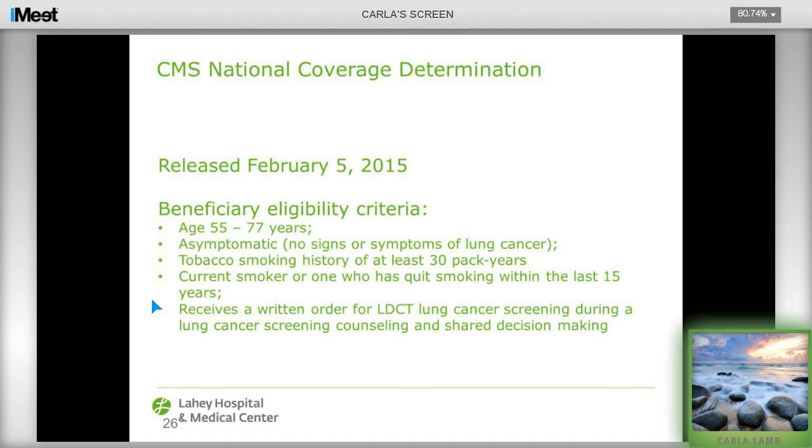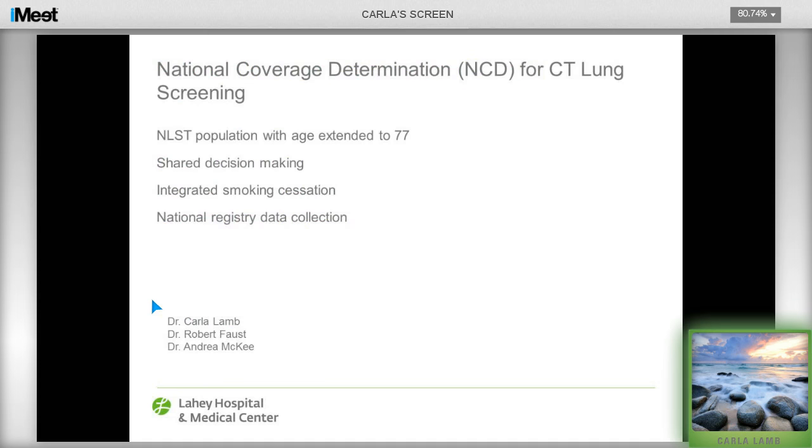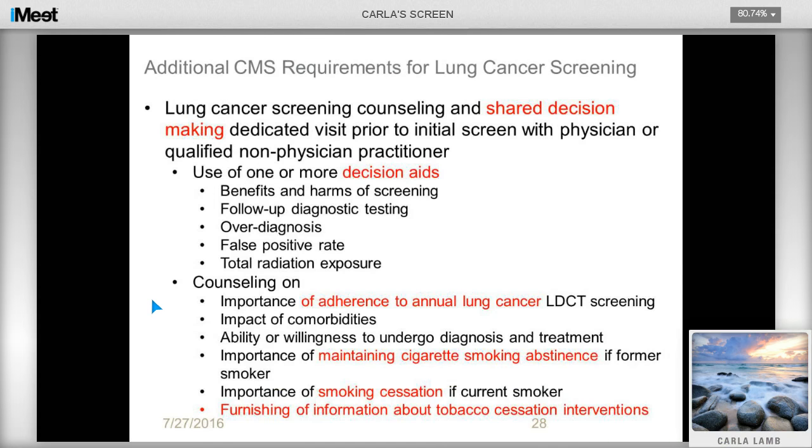And then a formal written order has to be made, also showing documentation in the order that there was a reference to shared decision-making. Now, other things that are going to be important is that not only is there shared decision-making about the pros and cons of screening for the patient who meets criteria, but also that they have been counseled in smoking cessation, been provided tools for that, and that you're also submitting to a national registry to maintain a standardized database for all patients in your institution who are being screened.